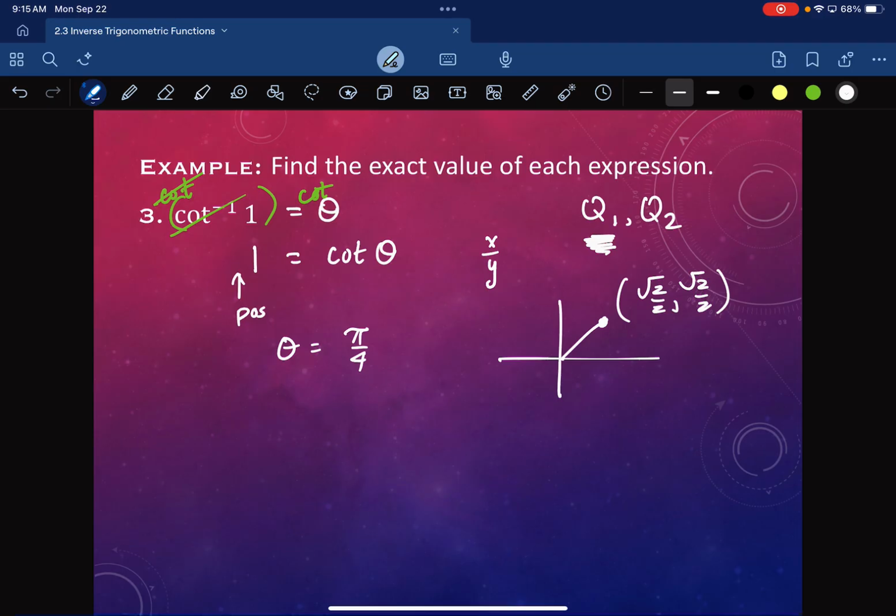Okay, so when I divide them by each other, I end up getting the value 1. My answer then for this question is that I am at theta equals pi over 4.